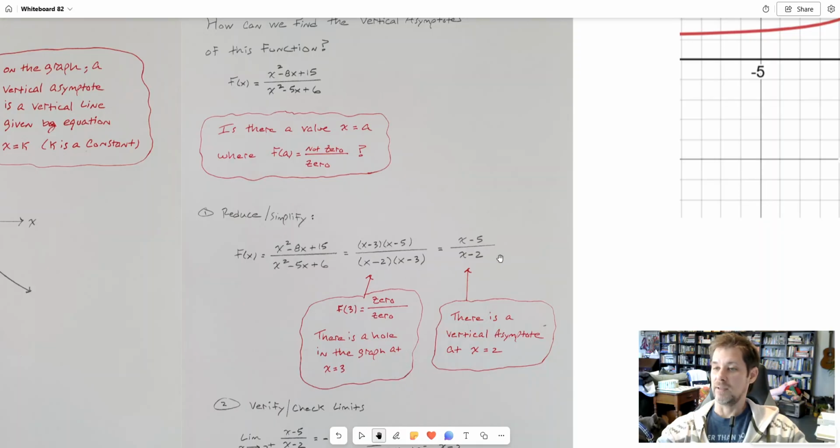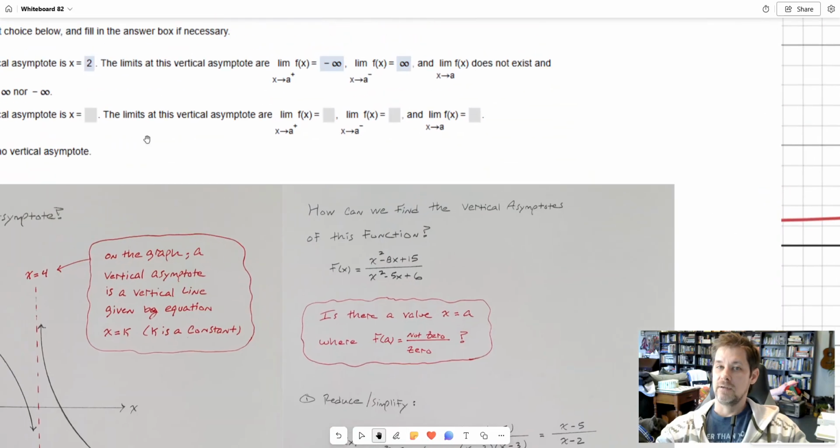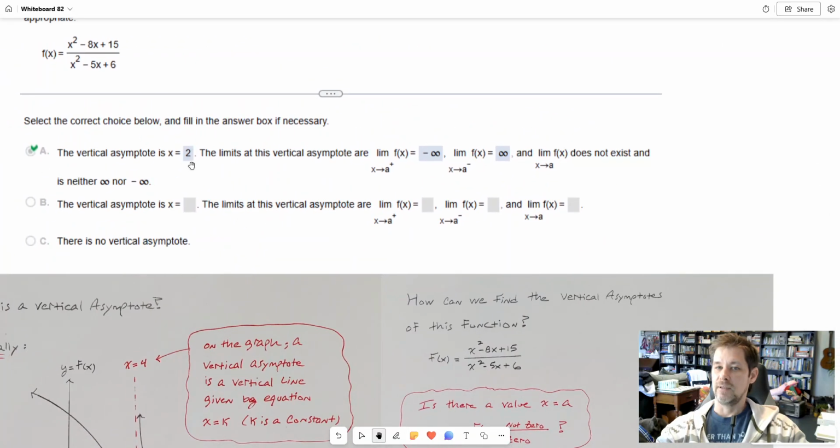I'm left with this. At this point, I can tell that there is a value of x that creates 0 on the bottom and some other number that's not 0 on top, and it's 2. If x were 2, I would have a 0 down there, and I would have -3 up there. Okay, so there's a vertical asymptote at 2. Now, at that point, I can be sure that that's where the vertical asymptote is. So I could choose either A or B if I was answering this live on my math lab.